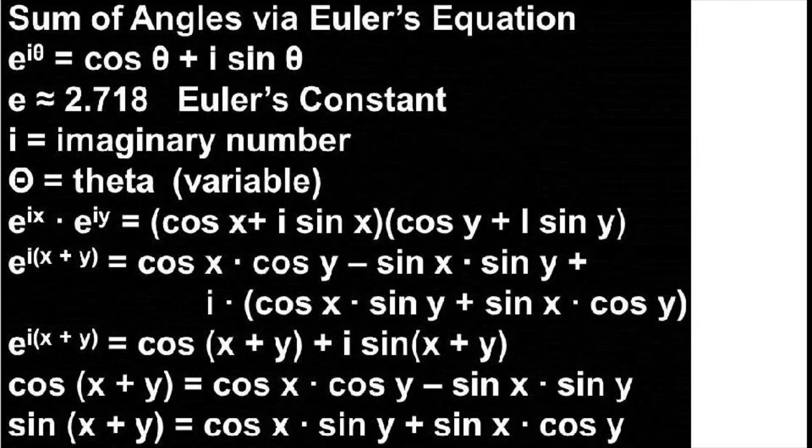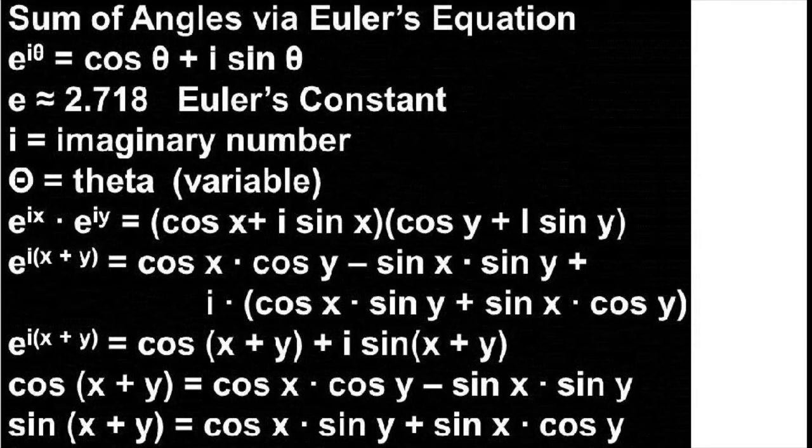Then on the right-hand side, I've multiplied by cosine of y plus i times the sine of y. This is just multiplying the Euler equation by itself two times and introducing a couple new variables. On the left-hand side and the next line down, we have multiplied two things with the same base. When you do that, you can add the exponents.